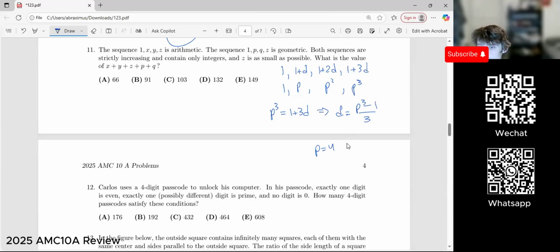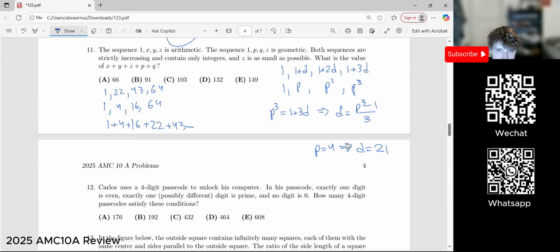If p is equal to 4, that will force this to be an integer, and d will be equal to 21. So if p is equal to 4, then we have 1, 22, 43, and then the last one is 64. Down here we have 1, 4, 16, and 64. 1 plus 4 plus 16 plus 22 plus 43 plus 64 is equal to 149, which is E. I'm pretty sure. Let me check my notes to make sure I'm not lying. Yeah. Okay.